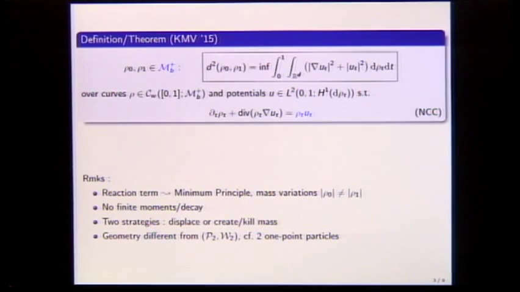So there's a cost. And again, you want to infimize over all possible ways of transporting rho 0 to rho 1 according to the non-conservative continuity equation. So this is for the definition. This is what I called d squared. So this is the square of my distance. And the theorem is that d is indeed a distance between non-negative finite Radon measures.